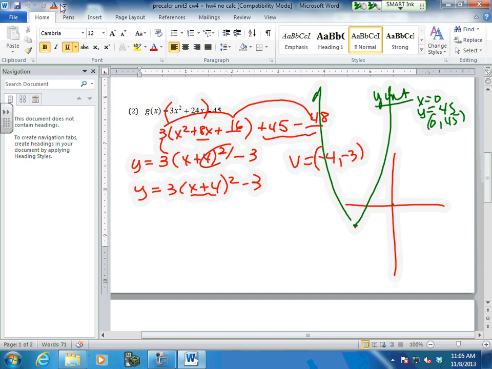Let's do our x-intercepts. That's when y is 0. Use this one. Otherwise, you're going to see if you can factor that, and you're going to spend a lot of time looking at it. Use this one. Plug the 0 in. So let's add 3 to both sides. Try to isolate your square. So let's divide by 3.